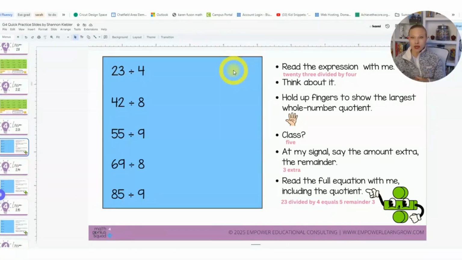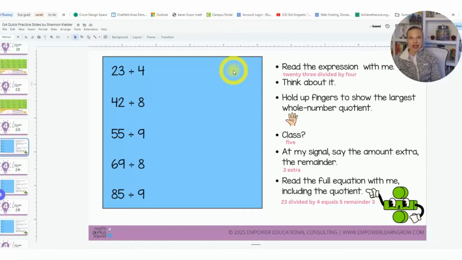Now, class is going to put up on their fingers. The student leader would say, hold up fingers to show the largest whole number quotient. Now, students do not want to be raising it in the air, right? When you raise it in the air, everyone sees the hands. Not only does it cause more anxiety, like I'm supposed to know if everyone else knows, but it's also just answer stealing. Everyone's just stealing each other's answer. So I like to put it right here on their chest.